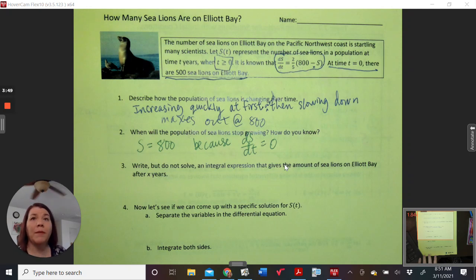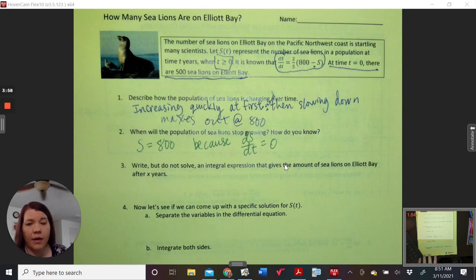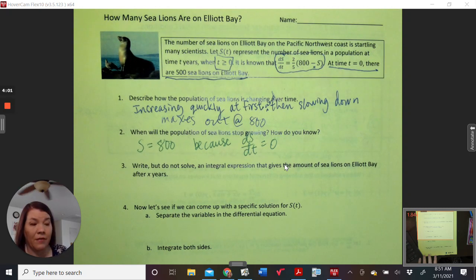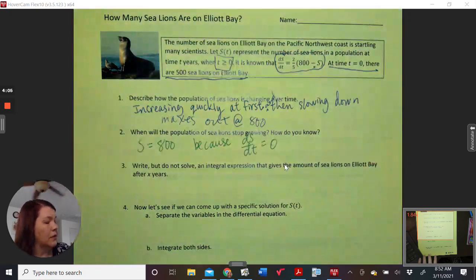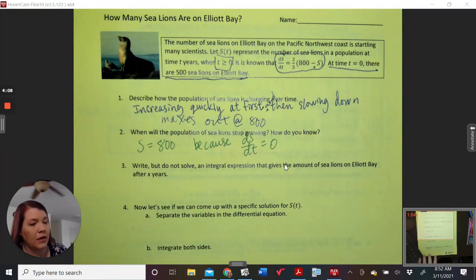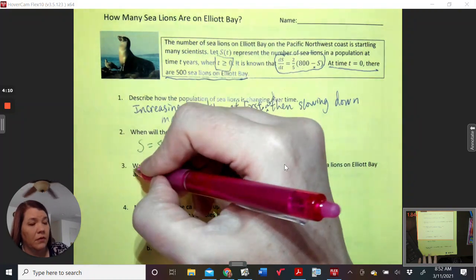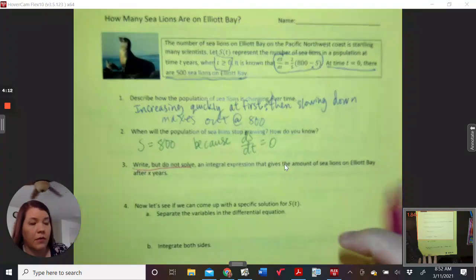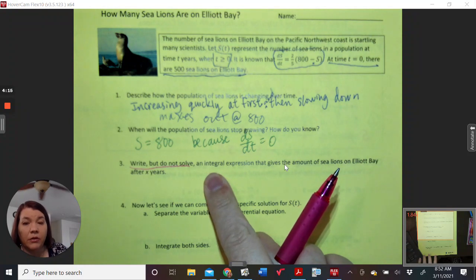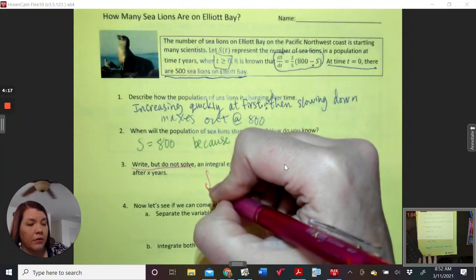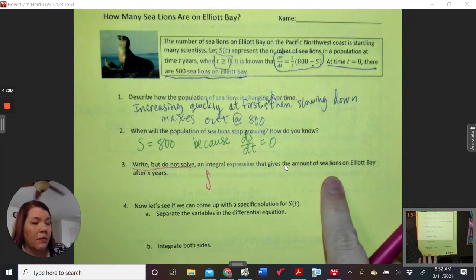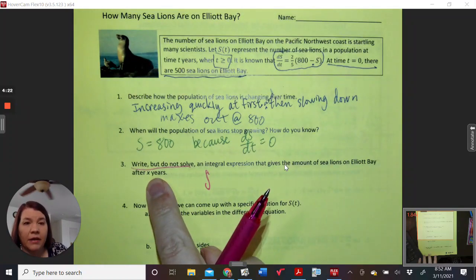Write but do not solve an integral expression that gives the amount of sea lions on Elliott Bay after X years. They ask for this all the time on the FRQs. It comes up constantly. So I just pay attention to that phrase, write but do not solve. Okay, and then it tells me an integral expression. So I'm going to make an integral that gives the amount of sea lions on Elliott Bay after X years.